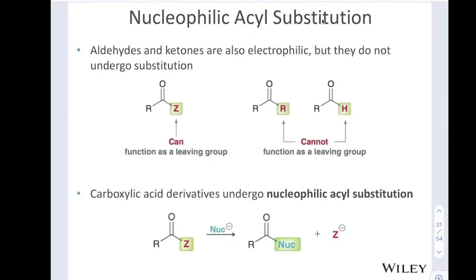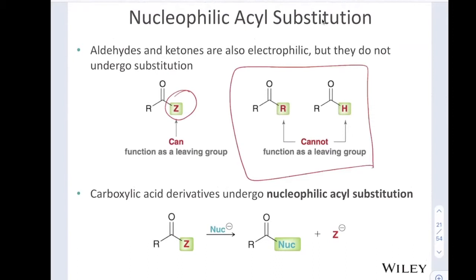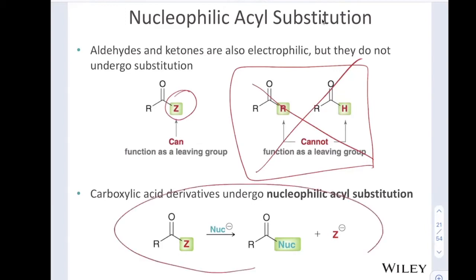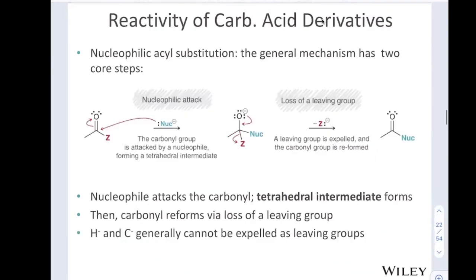So I just wanted to remind you that if we have a good leaving group, this acyl substitution will happen. Remember, with ketones and aldehydes, the carbon and the hydrogen cannot leave, so they will not leave. So these guys undergo addition, and we talked about that previously. But in the reactions where we can have the leaving group leave, we will get acyl substitution. And that's what this chapter is about. And here's the mechanism of that reaction: nucleophilic attack followed by loss of a leaving group. And remember, carbon and hydrogen are not used as leaving groups.